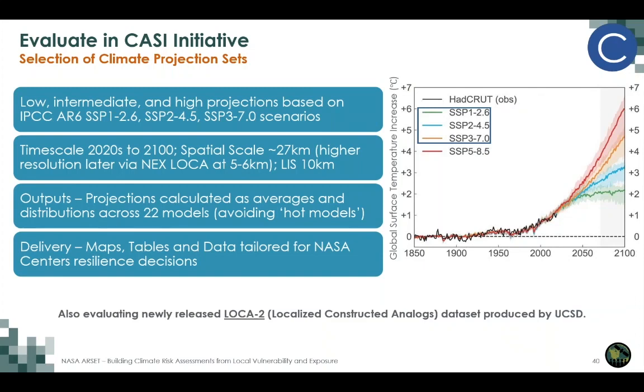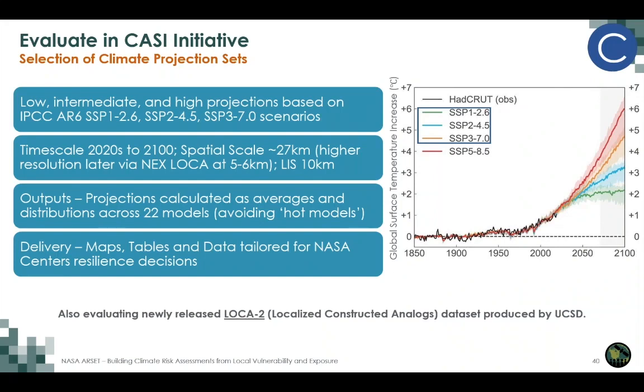Notice that we do not look at what the IPCC characterized as the very high scenario, which is the SSP 5-8.5, because that one is increasingly disconnected with the current trends in coal use and other aspects in society that have increasingly focused the climate science community on these other scenarios. For more information on these scenarios, you can see the previous ARSET training around selecting climate projection sets.